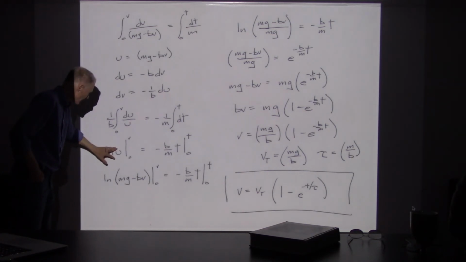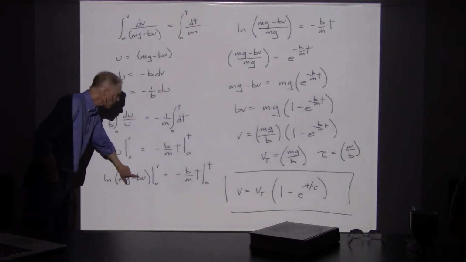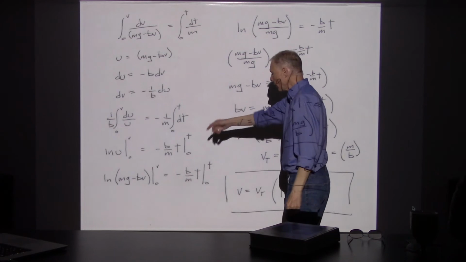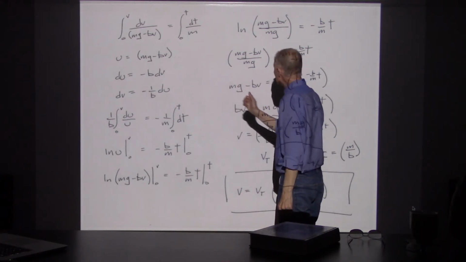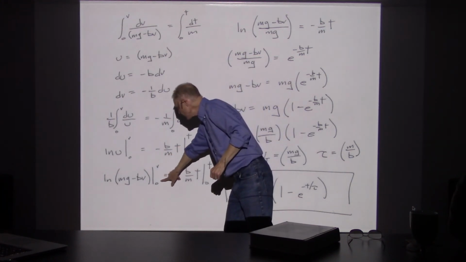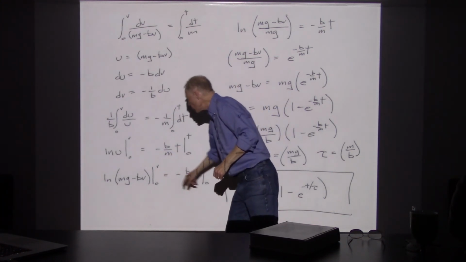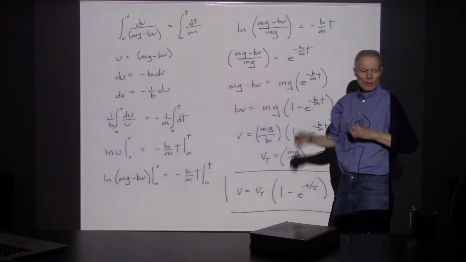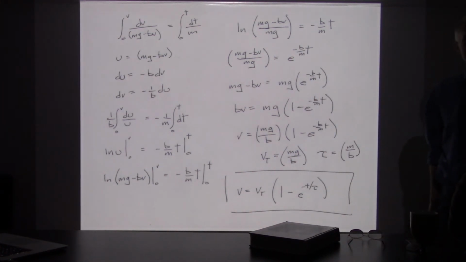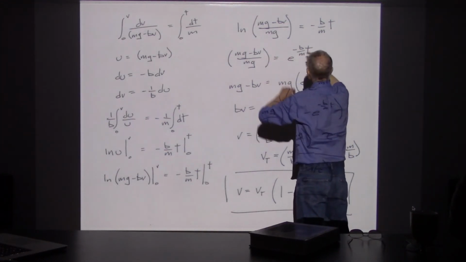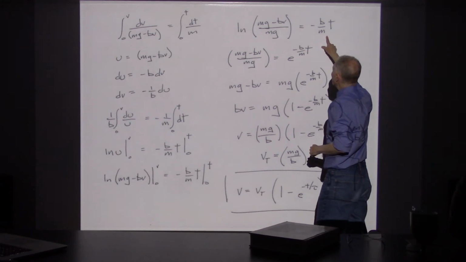On this side, I'm substituting back in for u. This becomes mg minus bv. And when I evaluate the logarithms at both limits, that gives me the logarithm evaluated at v minus the logarithm evaluated at 0, and that's going to look like this. A logarithm minus another logarithm is a logarithm of the ratio. And so that's what my left side looks like. This is minus b over m times t.